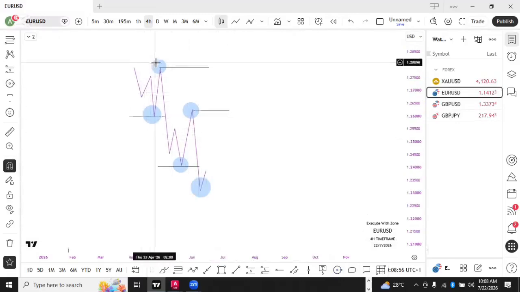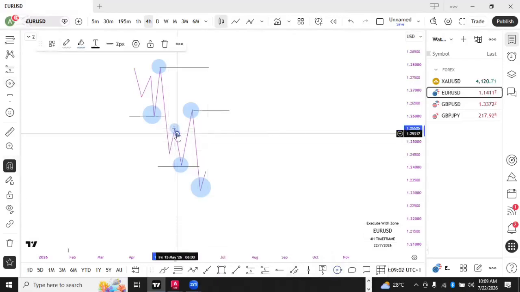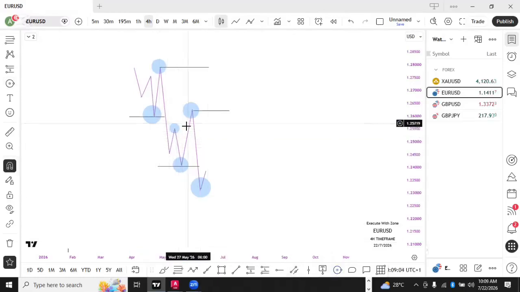So these are the external liquidity, and you can see all these small ones inside are the internal liquidity, right? So external liquidity are the extreme points of the market, the extreme highs and lows. They can also be classified as buy side and sell side liquidity, and as structural swing highs and swing lows.